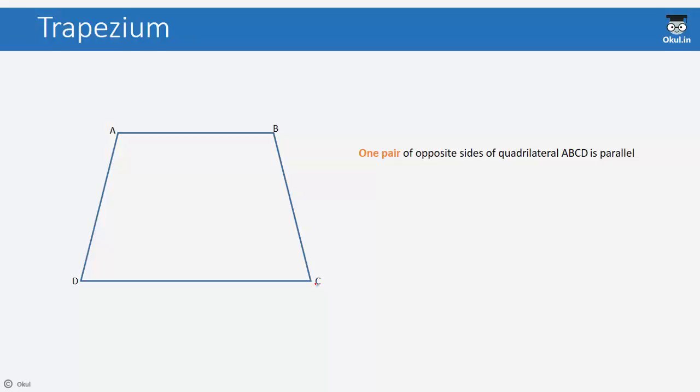Let us learn about the different types of quadrilaterals. The first among them is a trapezium. What is a trapezium? If one pair of opposite sides of quadrilateral ABCD is parallel, then the figure is called a trapezium. For example, here I can say that AB is parallel to CD. But AD is not parallel to BC. AB parallel to CD. So I can say that this particular quadrilateral is a trapezium.